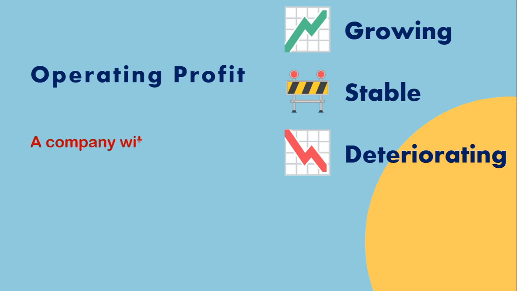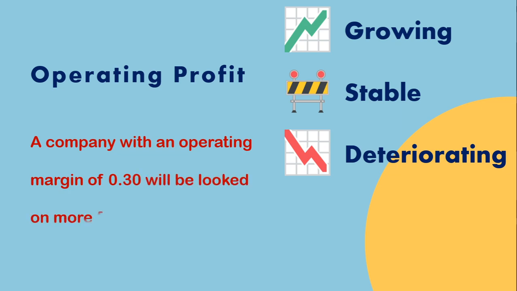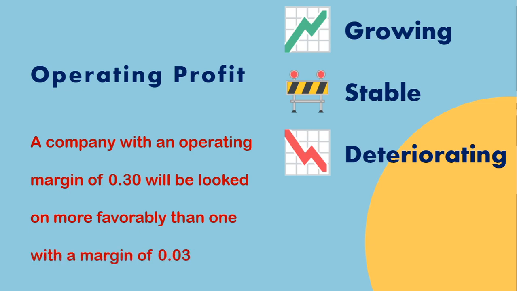A company with an operating margin of 0.30 will be looked on more favorably than one with a margin of 0.03. A 0.30 operating margin means that for every dollar of revenue, a company has 30 cents left after operating costs have been covered. In other words, the company uses 70 cents out of every dollar in net sales to pay for its variable or operating costs.